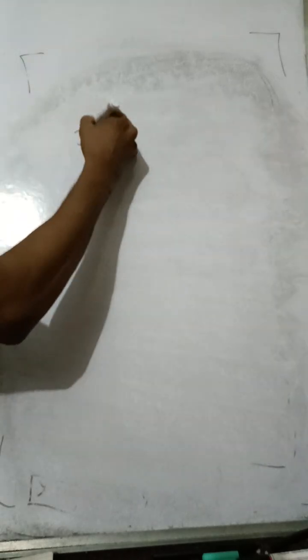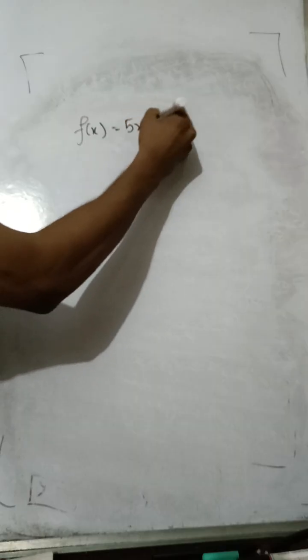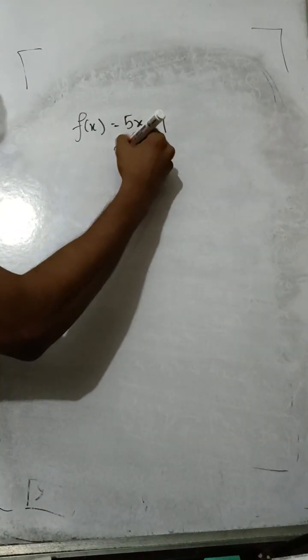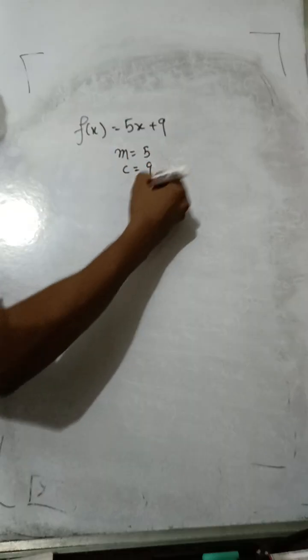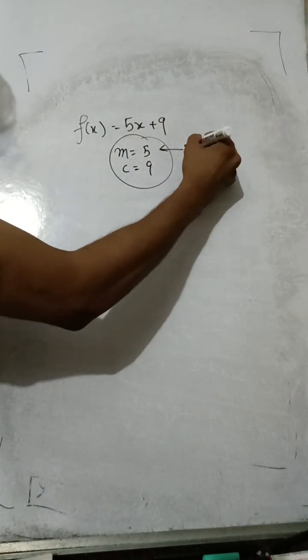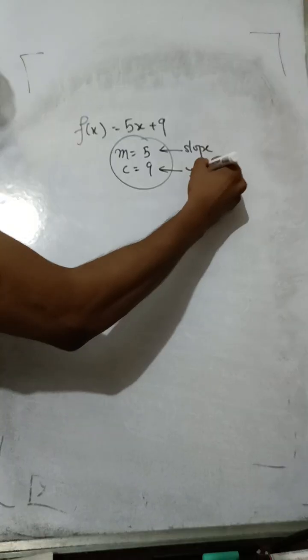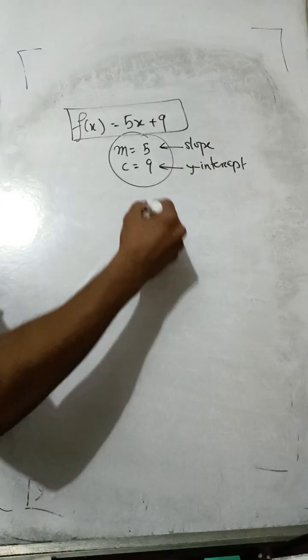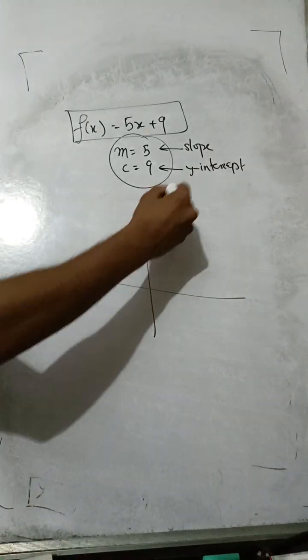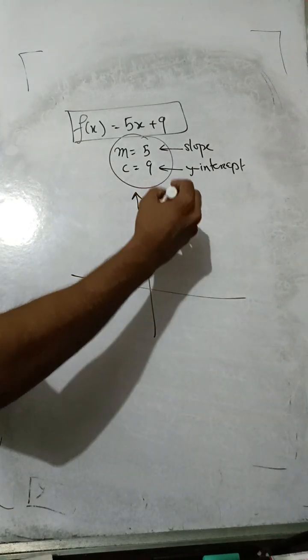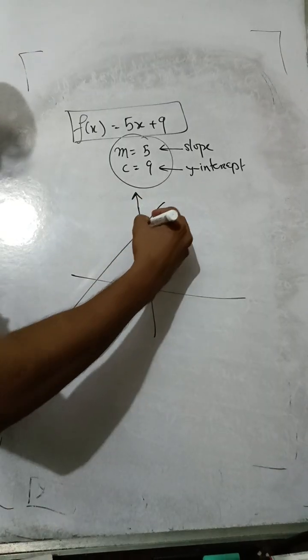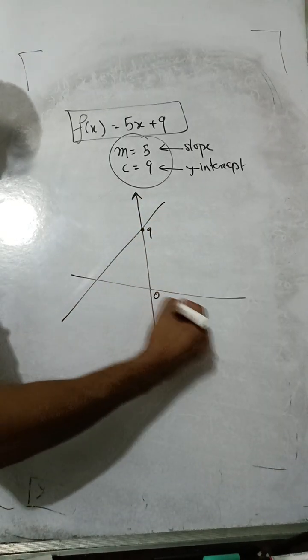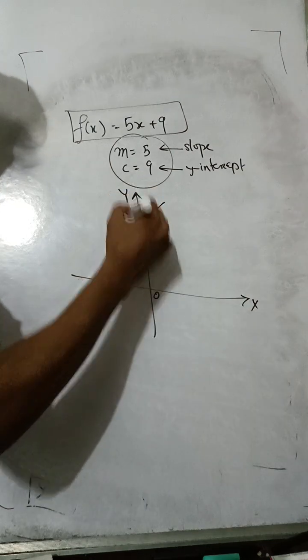Suppose we have a function like 5x plus 9, right? So what is the m here? m is 5 and what is c? 9. What is m? m is slope, right? Now what is c? c is the y-intercept. Now this is a linear line, so this will go something like this. This is y. Now look, this is 9. This is the origin, this is the x-axis, this is the y-axis, and so on.